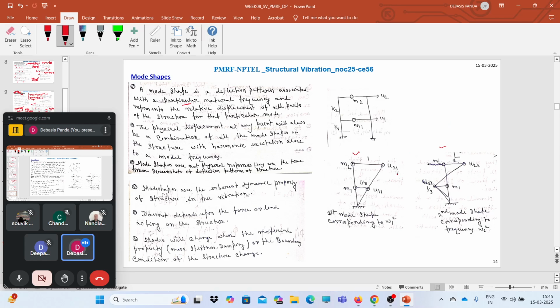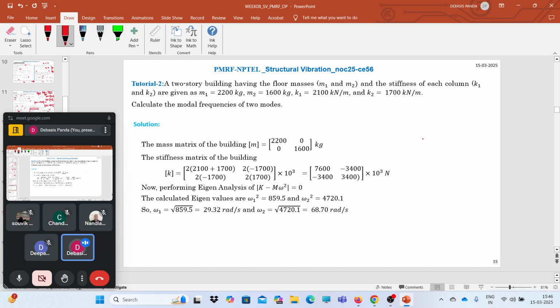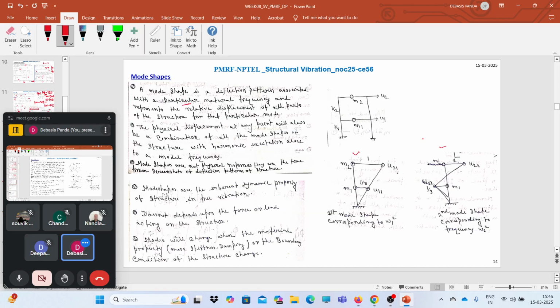So mode shapes are basically an inherent property of the structure. They don't depend on the force load. They only depend on the natural frequency corresponding to each mode. And the mode shape will change when the physical properties, mass, damping, and stiffness, change. That means ultimately your frequency will change and the mode shape will change too. So now you have the concept of what we call the mode shape.